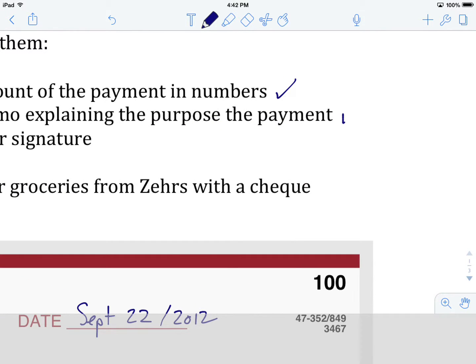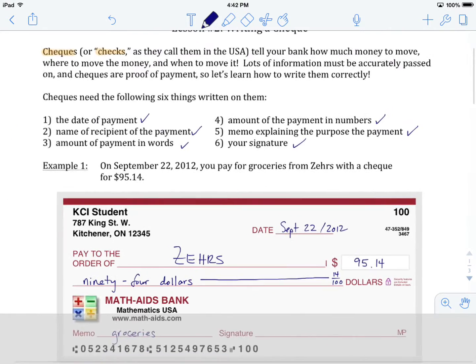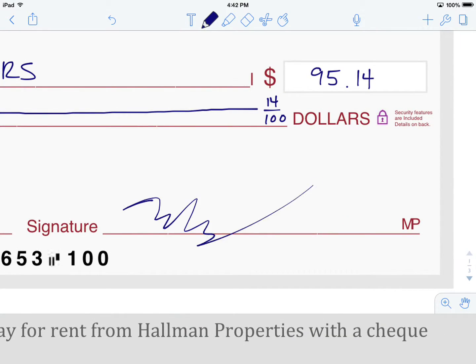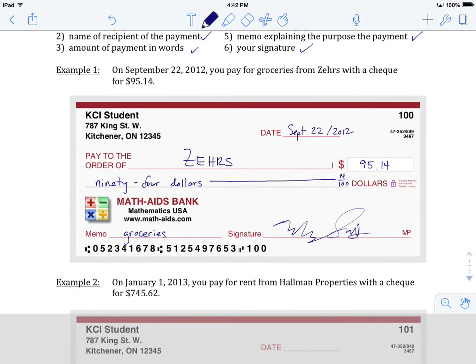Check mark there. And last but not least, your signature. Now I'm going to sign this with my signature. You guys can sign this with your own signature. So we'll just put my signature on there. For those of you who don't have a signature, you can just sort of scribble your name and that will suffice for a signature, I think.